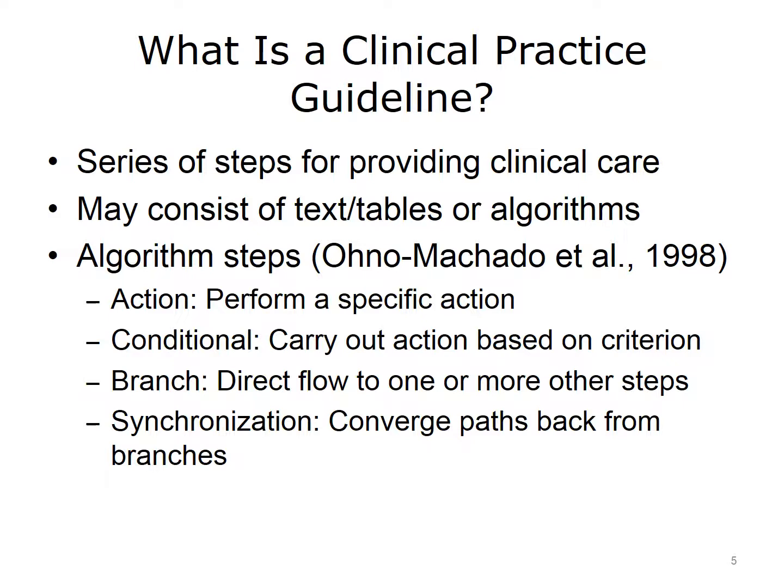Algorithms have different types of steps. Action steps describe specific actions for us to perform. Conditional steps describe an action based on some criterion. In branch steps, the flow may be directed to one or more other steps. Finally, in synchronization steps, we come back from the branch steps to a single point.